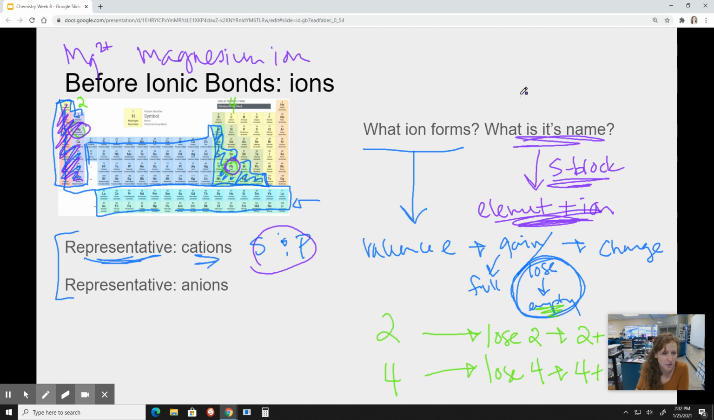Okay, why don't you give this a go? Tell me what ion is formed with potassium, and what is its name going to be? So ion charge and ion name. Go ahead and predict that.